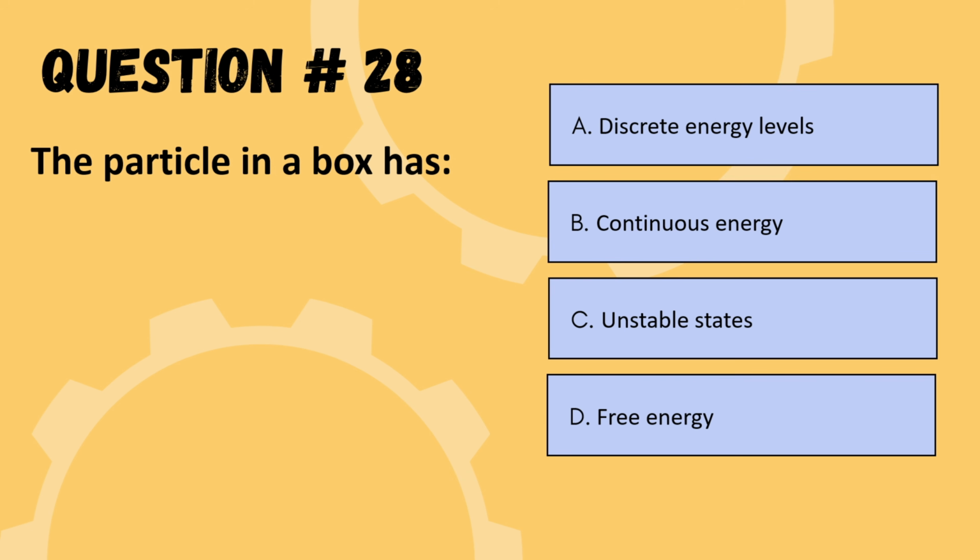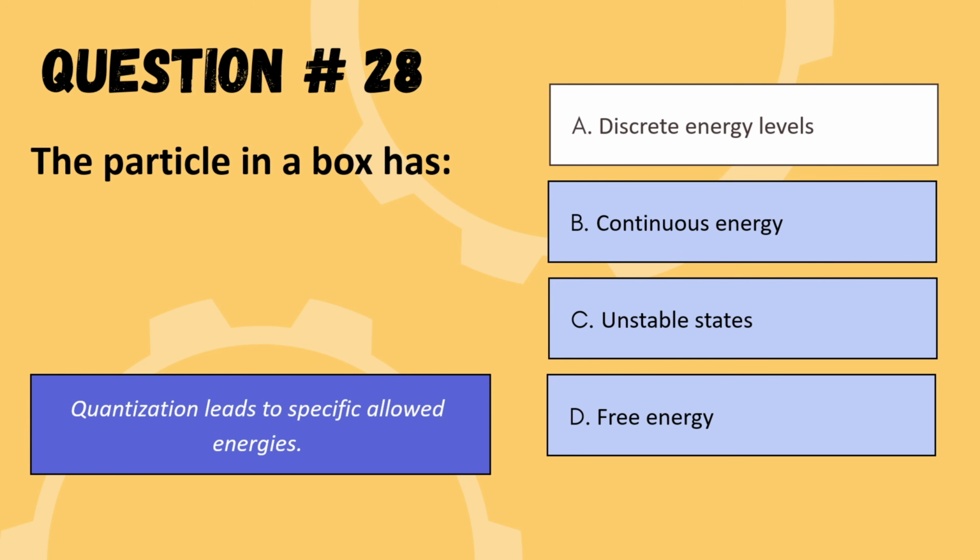Next question is the particle in a box has discrete energy level, continuous energy, unstable state, or free energy. So the correct option is option A, discrete energy level. So we are moving to the next question.